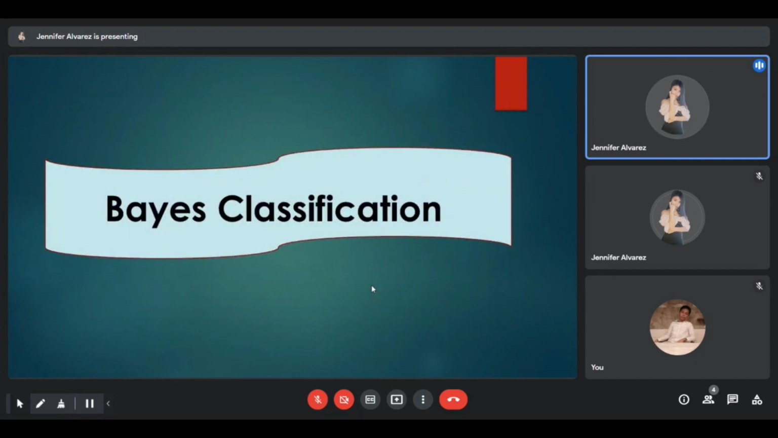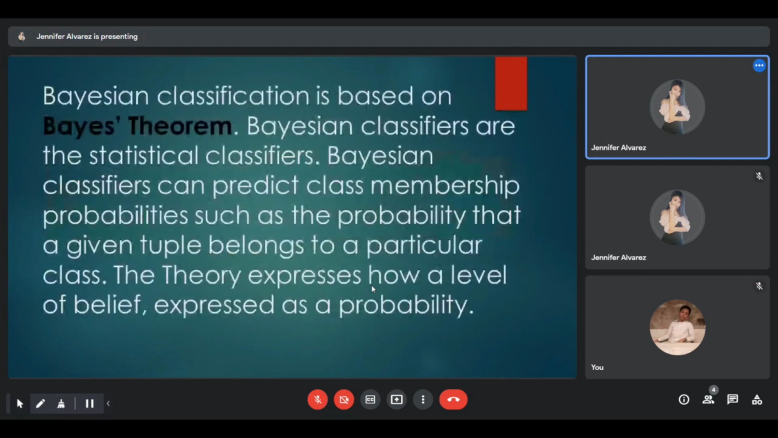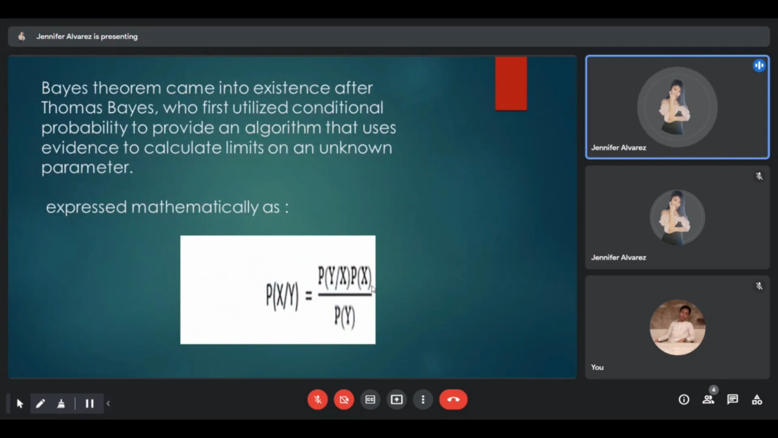The next topic is Bayes classification. Bayesian classification is based on Bayes theorem. So, based sa Bayes theorem. Bayesian classifiers are statistical classifiers. Bayesian classifiers can predict class membership probabilities, such as the probability that a given tuple belongs to a particular class. This theory expresses a level of belief as a probability. Itong Bayes theorem came into existence after Thomas Bayes, who first utilized conditional probability to provide an algorithm that uses evidence to calculate limits on an unknown parameter.